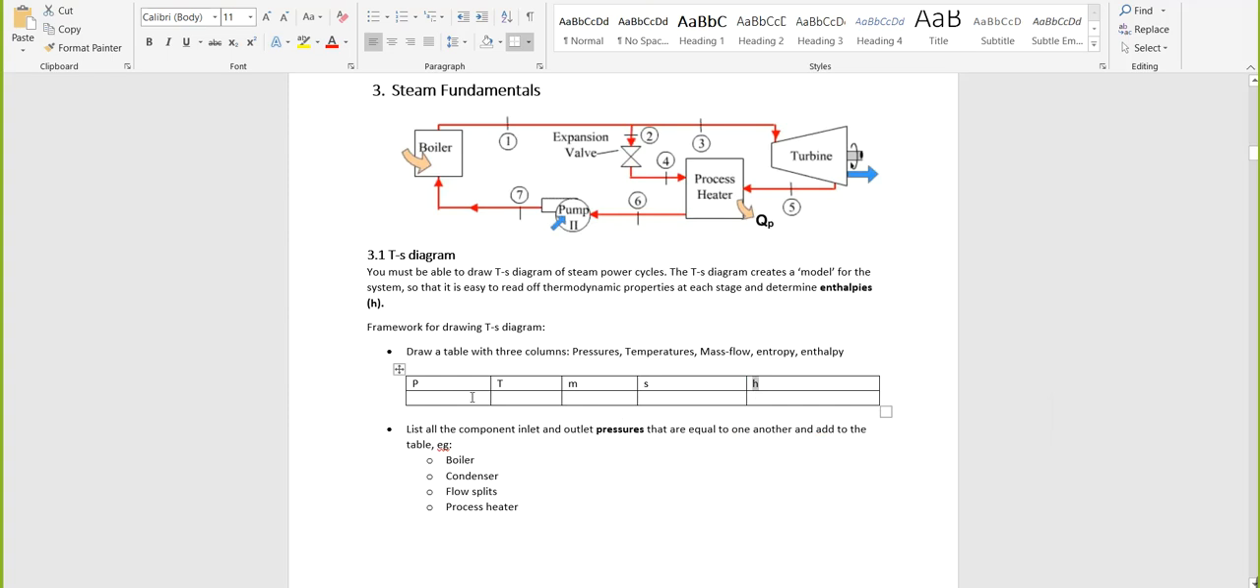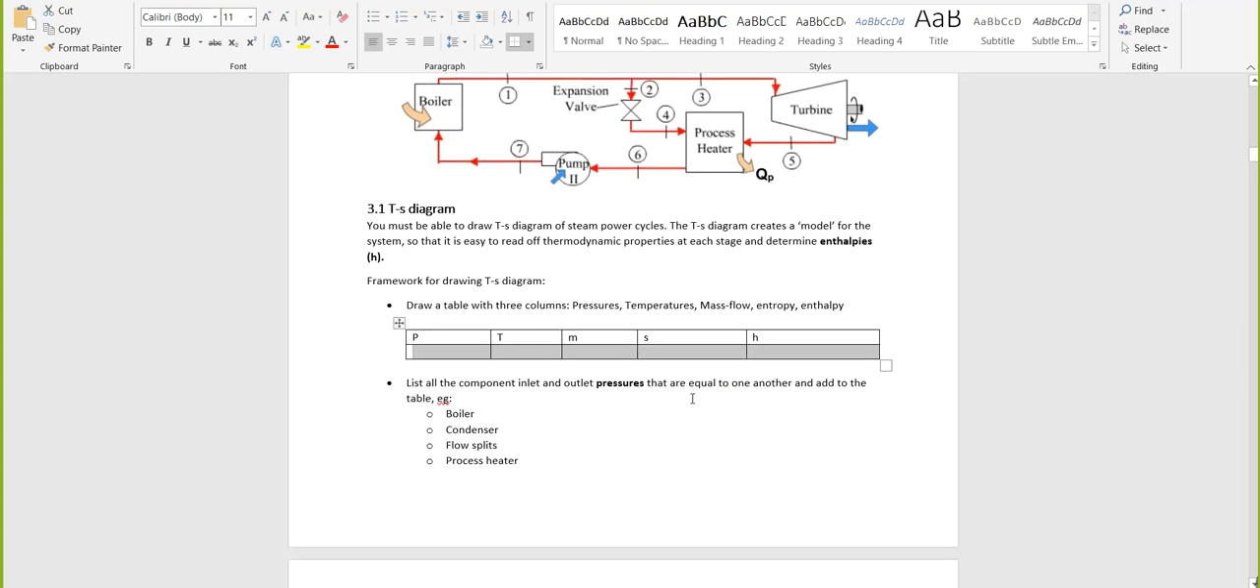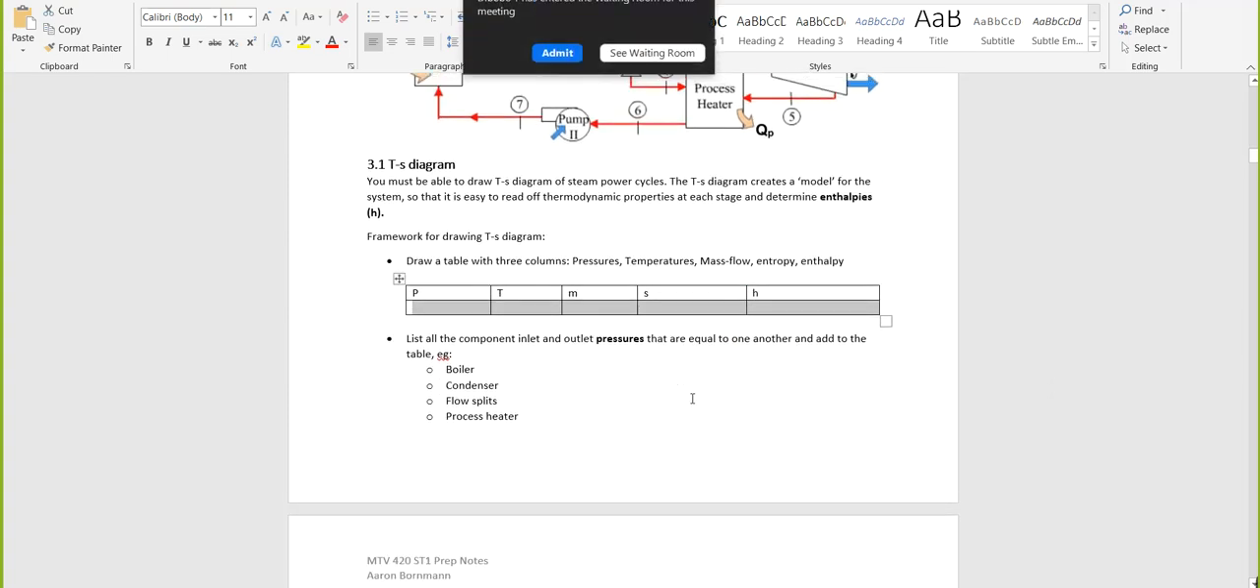So this is what I used last year for the steam cycles, and it's a framework that would always work for every steam cycle.